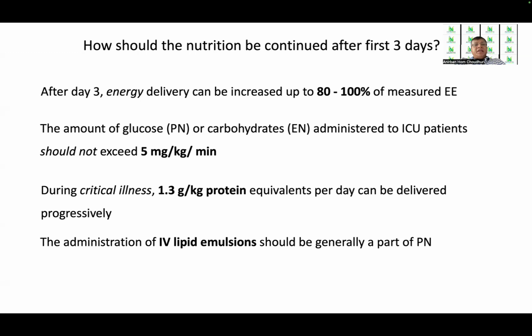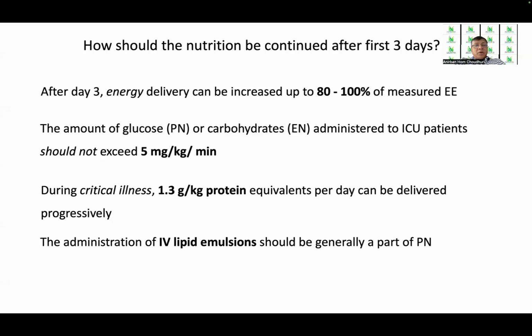After the first 3 days, the energy delivery, if calculated on the basis of predictive equations, can be gradually increased from less than 70 to up to 80 and almost up to 100% of the measured energy expenditure. The amount of glucose in parenteral nutrition or carbohydrates in enteral nutrition administered to the patients should not exceed 5 milligram per kg per minute, because this will ensure that the CO2 does not rise.